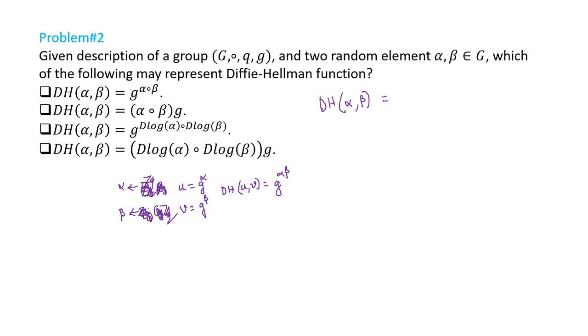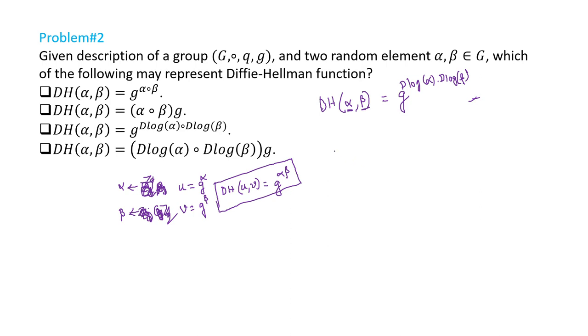Then we have seen the Diffie-Hellman function written as DH of u comma v is G to the power alpha beta. Here it is written in a tweaked manner, DH of alpha and beta. So you basically need to write G to the power, where alpha is the discrete log of u. So here you have to write G to the power of discrete log of alpha times discrete log of beta. That's it for the third option.